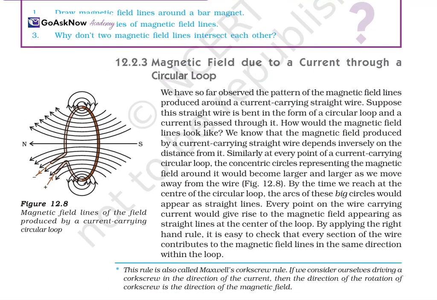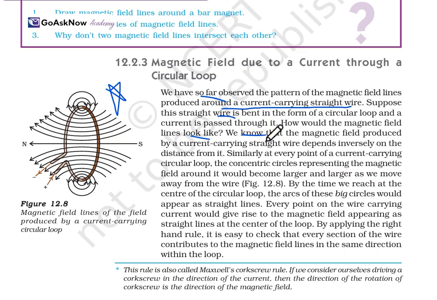Now another topic is the magnetic field due to the current through a circular loop. We have started with the straight wire; now we will study the circular loop. So far we have observed the pattern of magnetic field lines produced around a current carrying straight wire. Suppose the straight wire is bent in the form of a circular loop and current is passed through it. How would the magnetic field lines look?